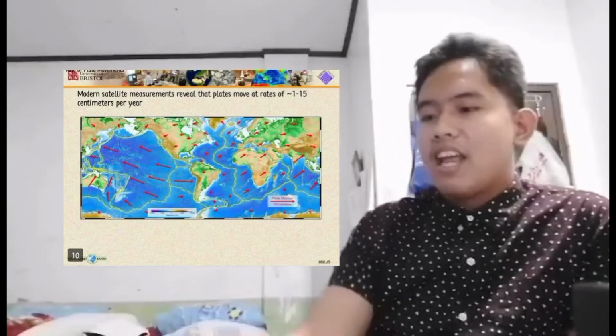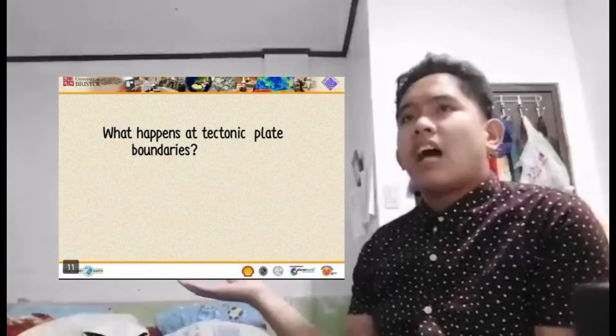Modern satellite measurements reveal that plates move at rates of 1 to 15 centimeters per year. Isn't that amazing? The plates really move every day, but only slowly. Here is a picture of it. And now the next question is, what happens at tectonic plate boundaries? I'm sorry to tell you that this is the end of my discussion, and it will be continued by Parazoilo.